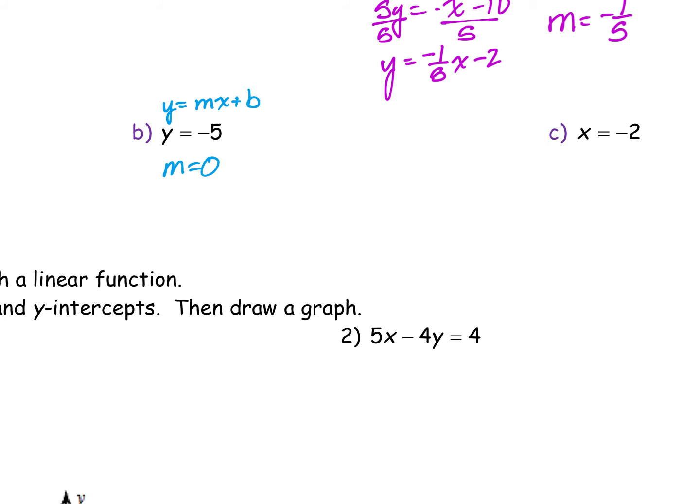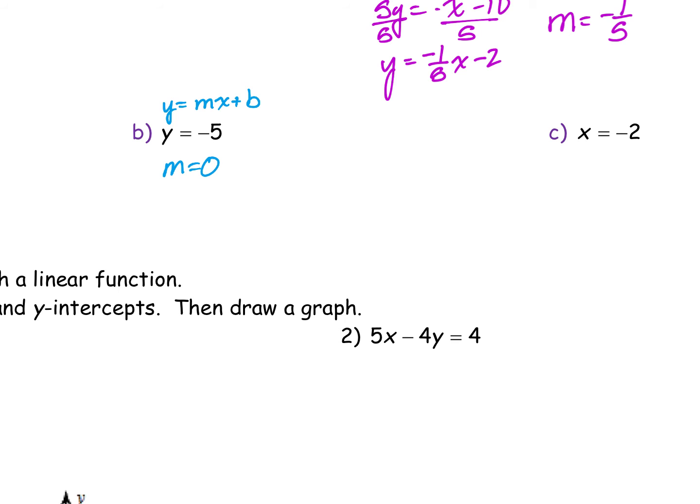So you're saying it's negative 5 over 0? No, I'm saying it's 0. 0 over something, you can't divide by 0. It's 0 divided by some number is 0. Okay? You can never divide by 0. Something divided by 0 is undefined.